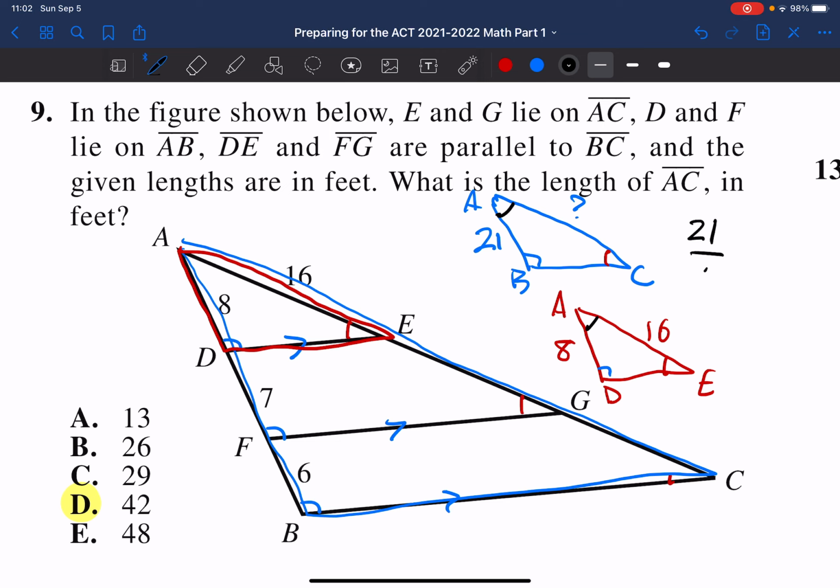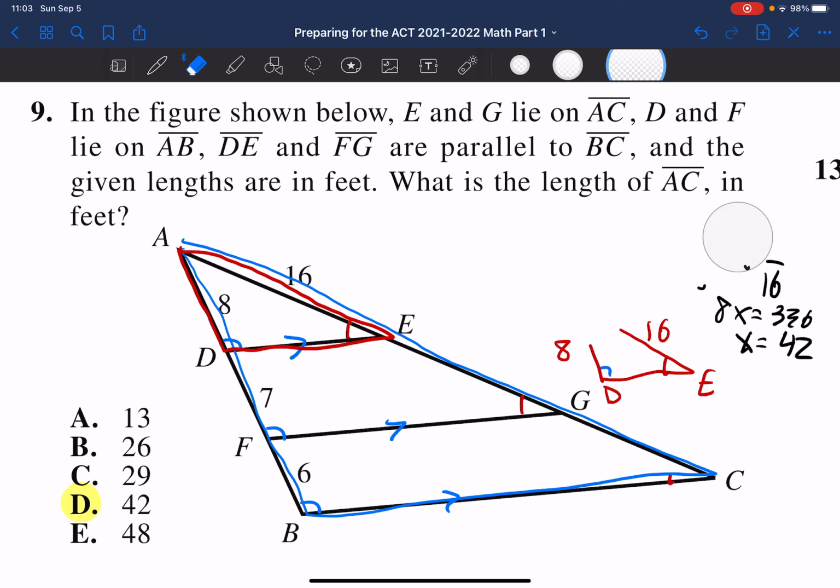So I can do 21 over 8 equals x over 16. And so when I cross multiply, I get 8x equal to 21 times 16, and we get 336. And then when we divide by 8, we get 42. Now that's one way to look at this problem.